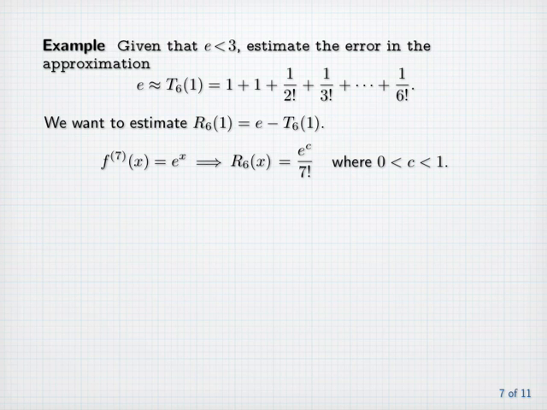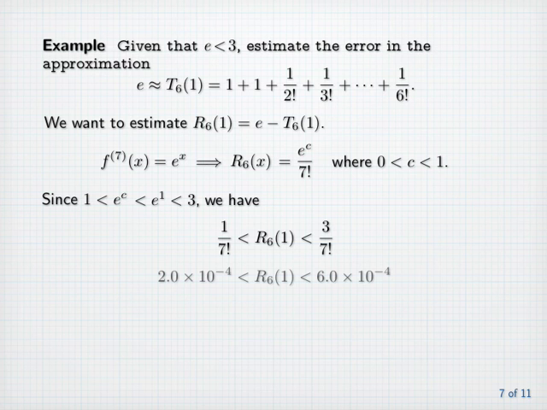Now, since c is between 0 and 1, e to the c is greater than 1 and less than e to the first power, which we assume we know is less than 3. So we have R6 of 1 greater than 1 over 7 factorial and less than 3 over 7 factorial. That lower bound is approximately 2 times 10 to the minus 4, and the upper bound is approximately 6 times 10 to the minus 4. So we have both a lower bound and an upper bound on the remainder.